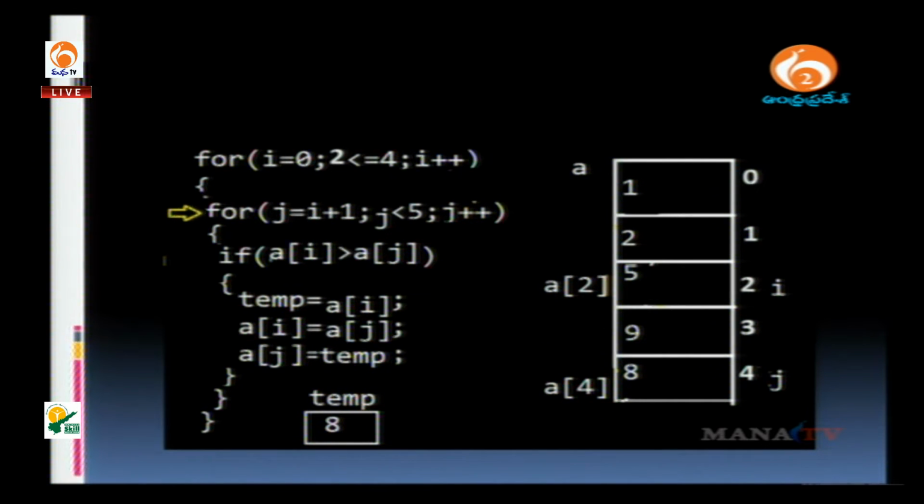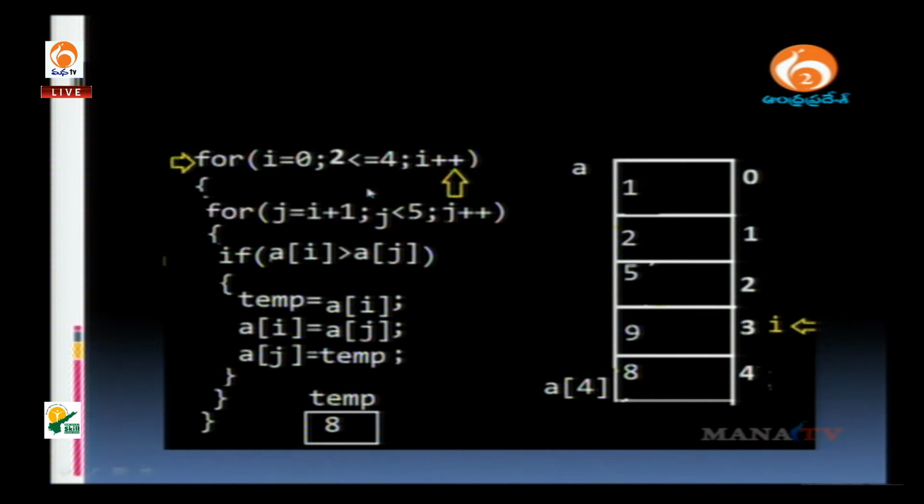Next iteration j++, j is incremented by 1, that is 5, so now j equals 5. Now the control comes to the condition j less than 5, meaning 5 less than 5, which is false. Control comes out of the inner for loop and moves to the outer for loop. i++, i is incremented by 1, so i equals 3 now.